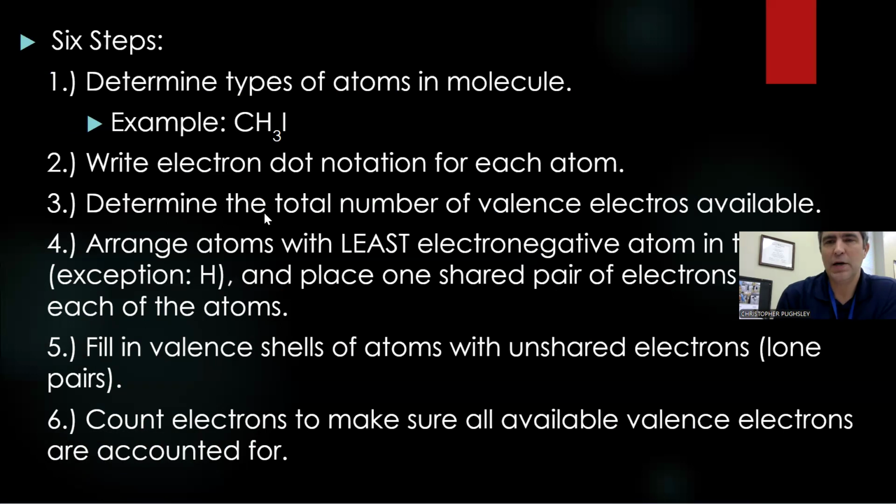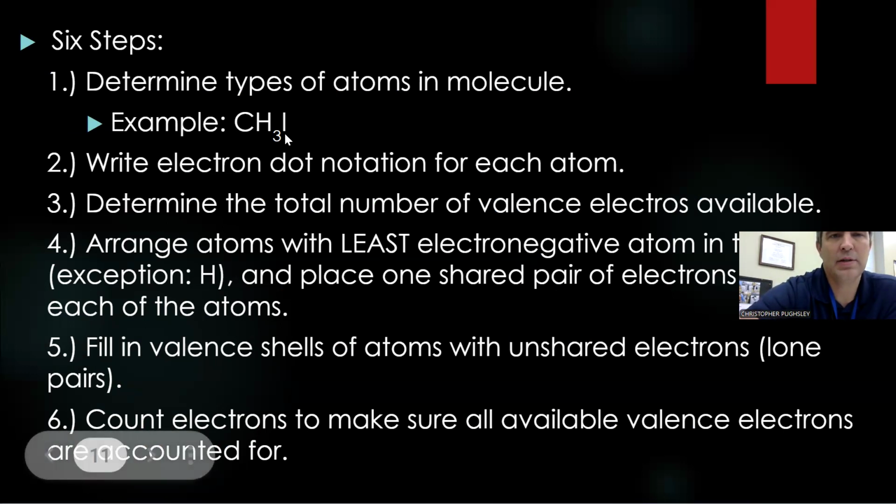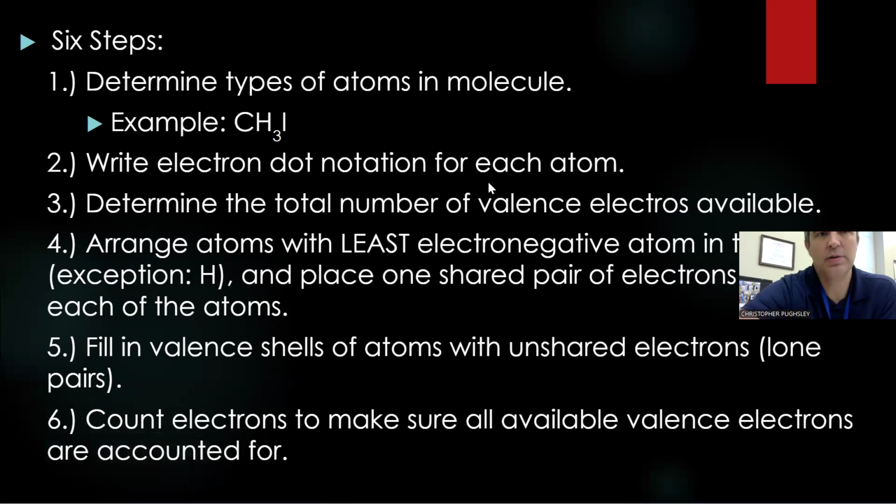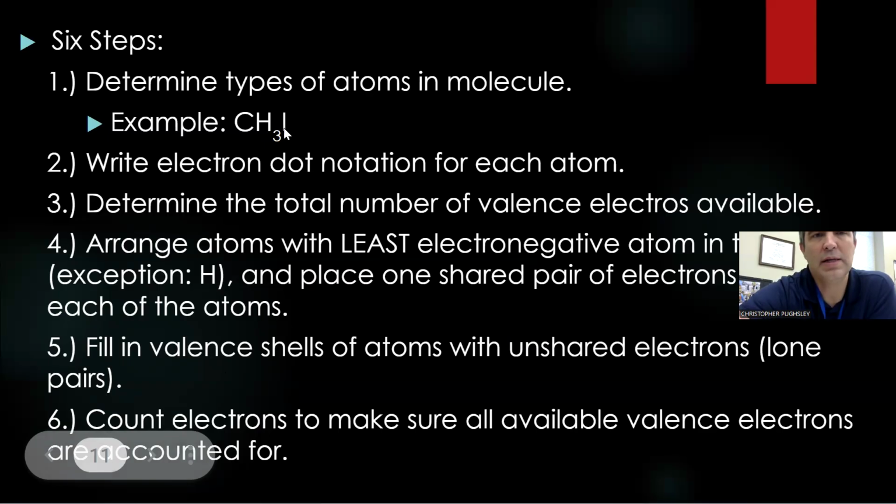So you write down the molecule's formula, that's right here. Then write the electron dot notation for each atom. That's usually the before. Then determine the total number of valence electrons of the atoms. For instance, this compound right here would have 4, 3, and this would be 7 valence electrons.